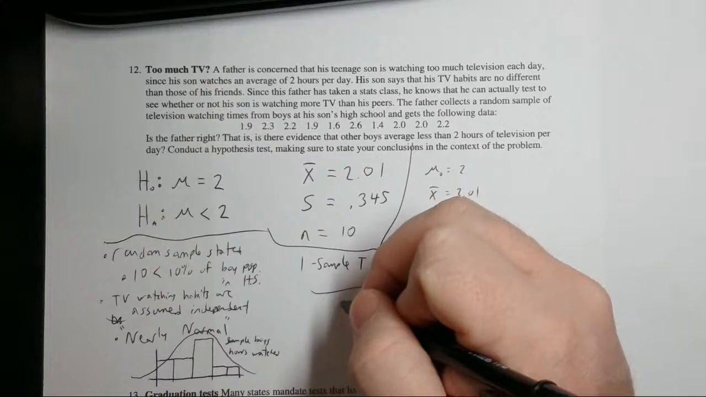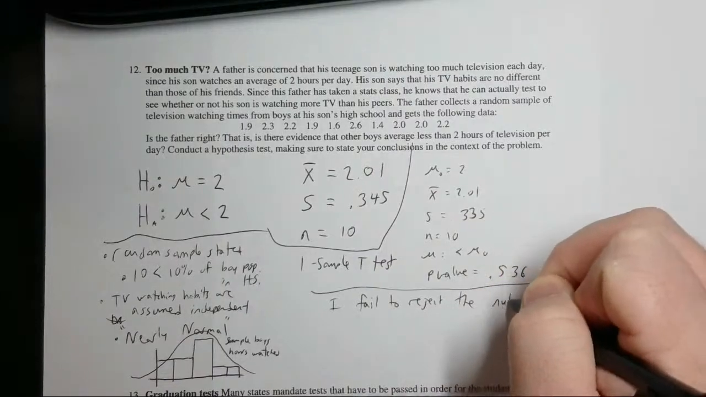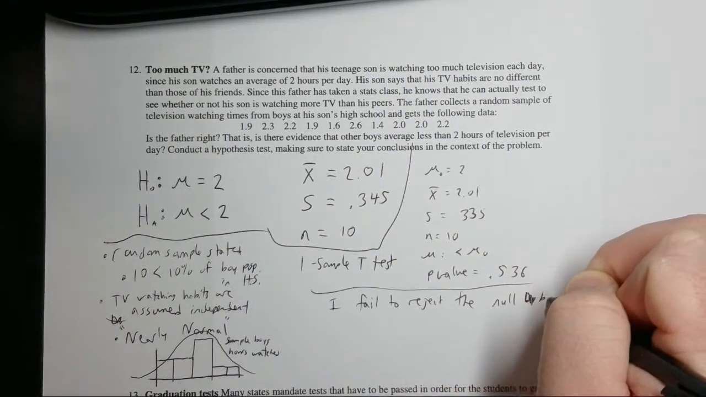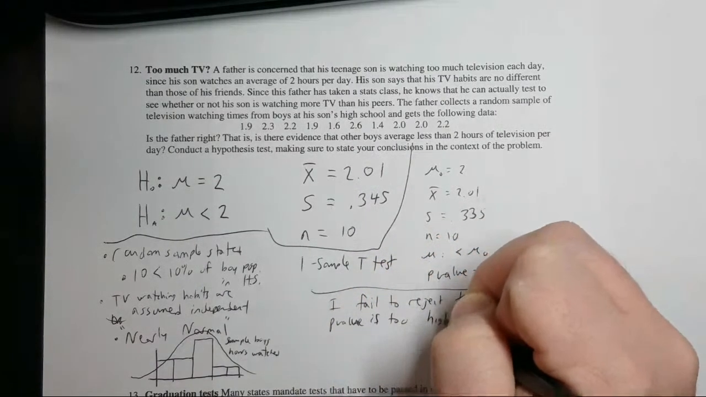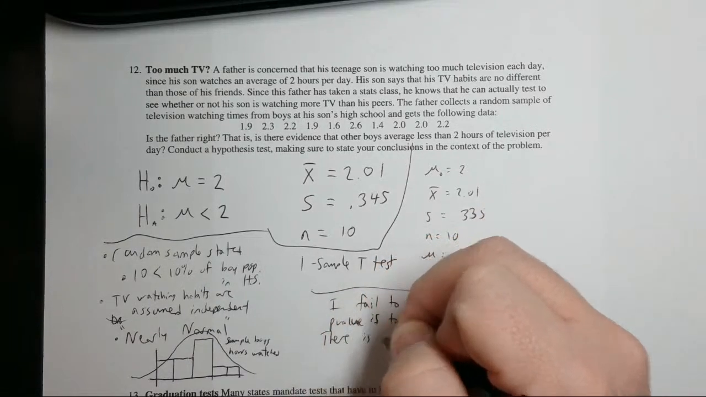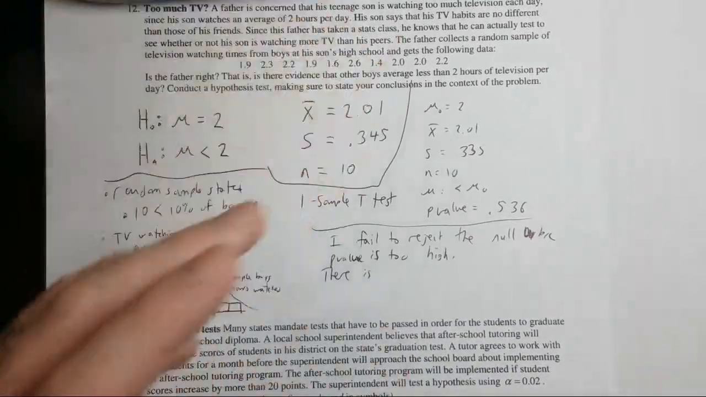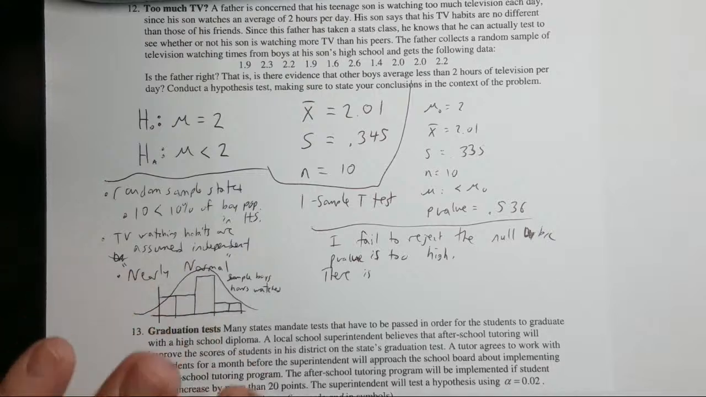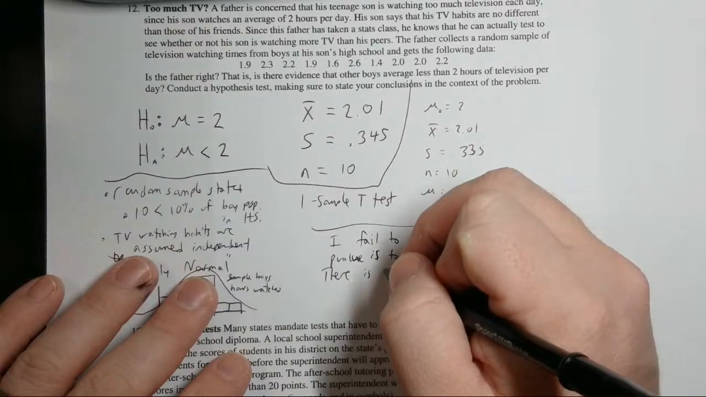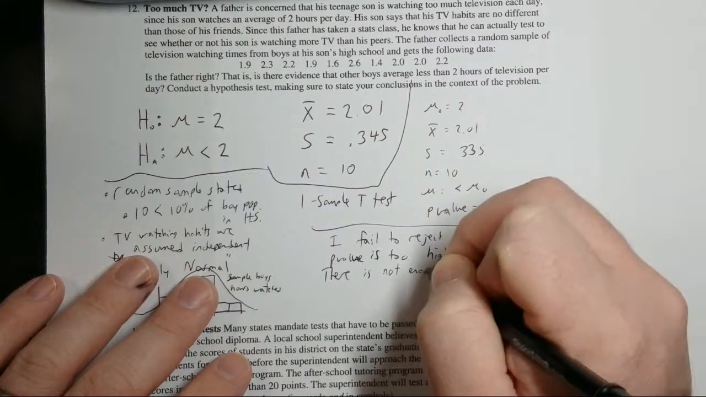So, conclusion. I fail to reject the null because the p-value is too high. Now you could say there's not enough evidence. With a p-value that high, it's basically like there's no evidence, but I'm just going to say there's not enough evidence, to stick with the words that we typically use.